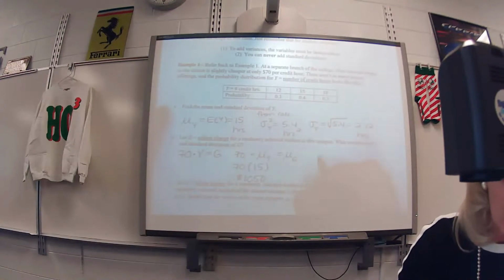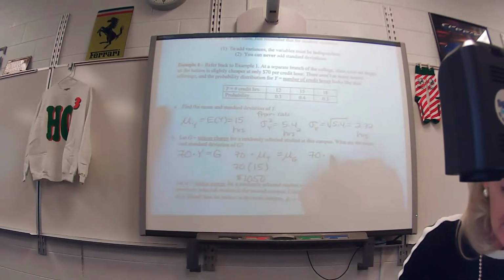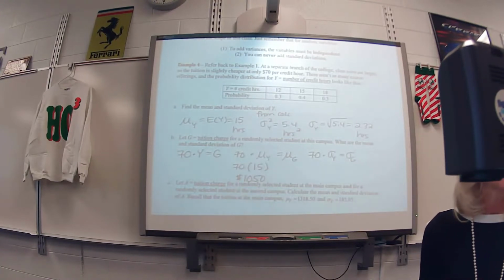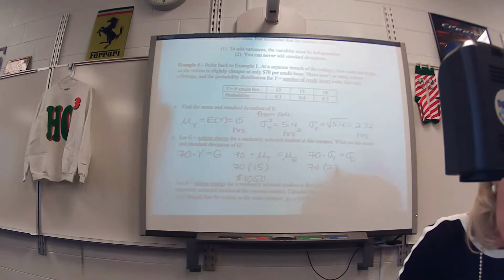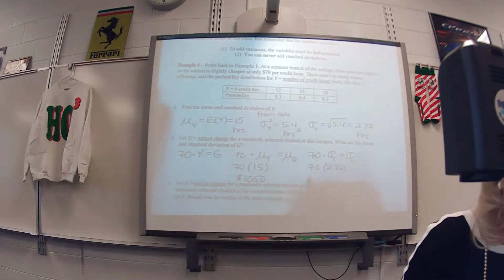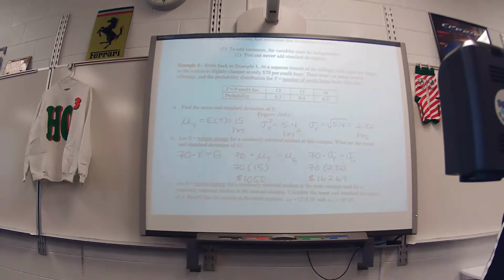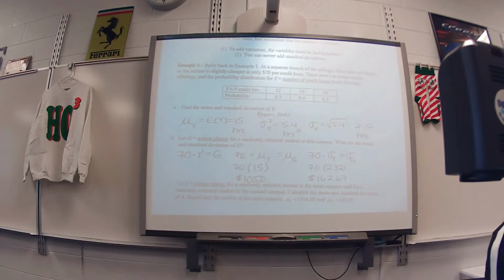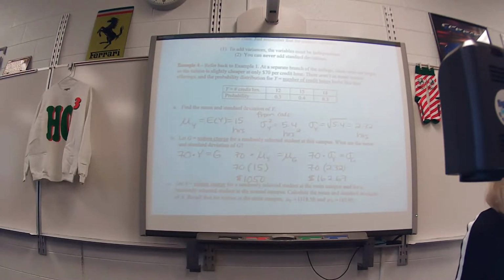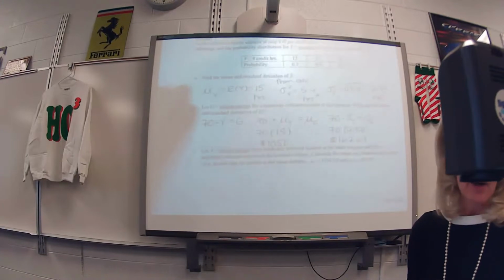Standard deviation follows the same rule. You can take the standard deviation from Y and multiply by that 70, and that'll give you the standard deviation for G. Again, these are rules that we talked about yesterday. So 70 times that 2.32 comes out to be 162.67. And again, this would be in dollars because it's $70 per credit hour. That's called transforming. We only took variable Y and then we altered it to create variable G.